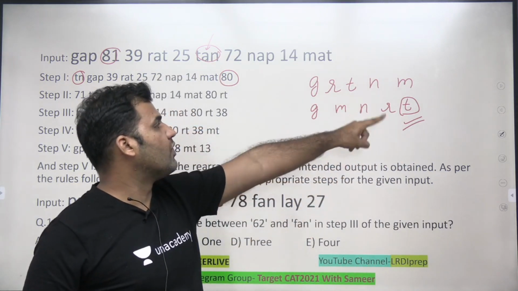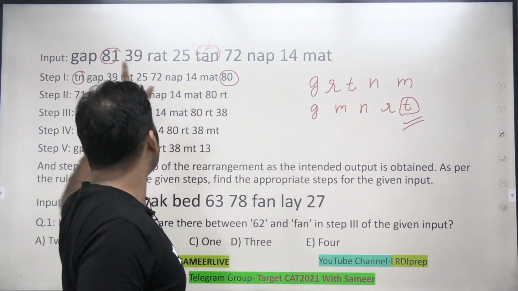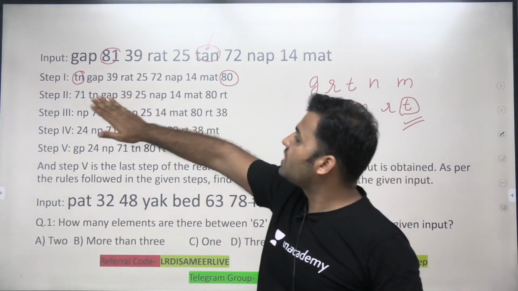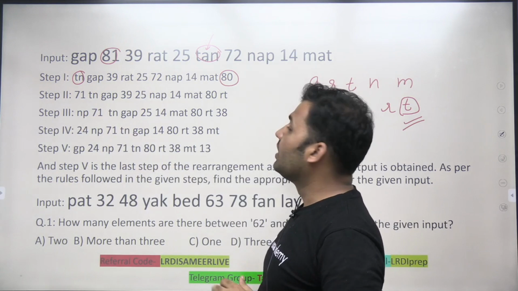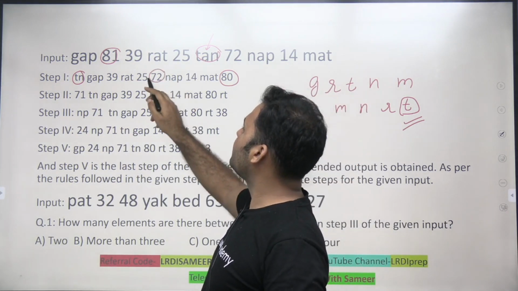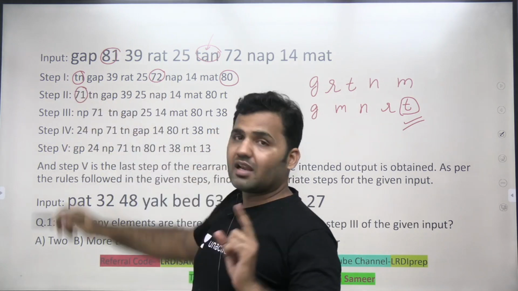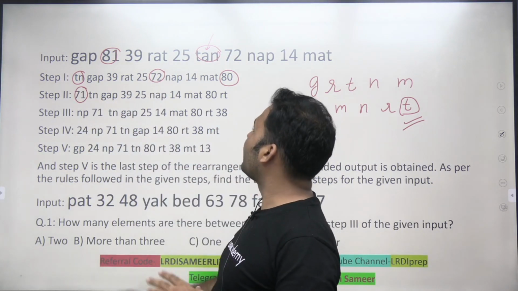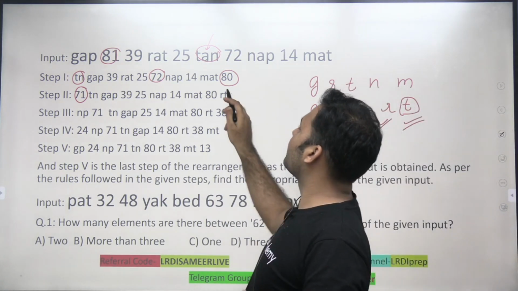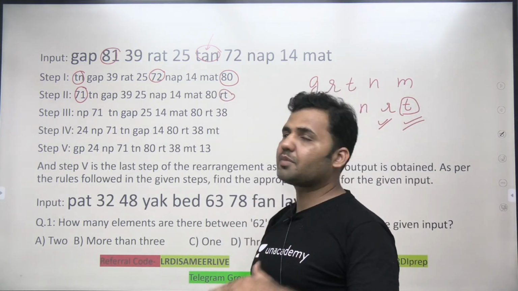So this letter has been taken on the left hand side position, right? So this is what is happening. Then you see that in the second step, the second highest number, that is 72, has been taken on the leftmost position, and the second highest letter has been taken on the rightmost position. Again, 2 steps are moving.